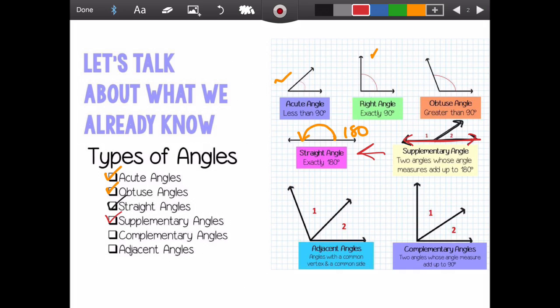Complementary angles are when you take a right angle and separate it into two parts. If the right angle is 90 degrees, then angle 1 and angle 2 added together also equal 90 degrees. And adjacent angles are two angles side by side with a common vertex and a common side.